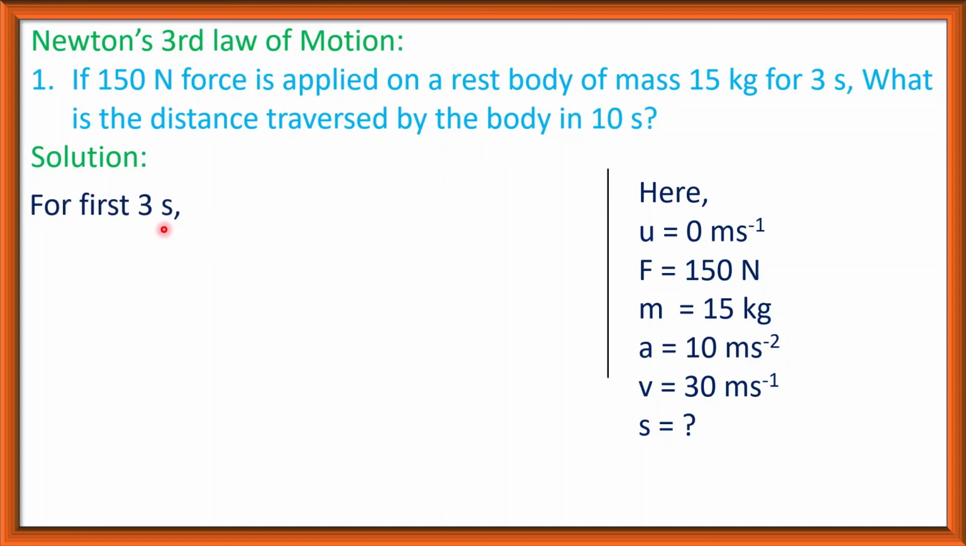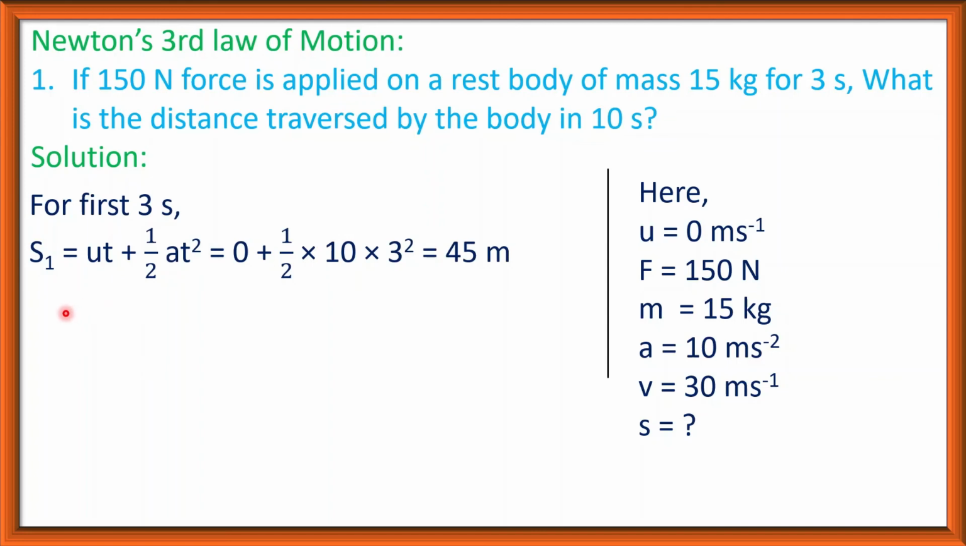So for the first 3 seconds we will calculate S1, the distance traversed by the body for the first 3 seconds. During this time it will have acceleration, so the formula will be ut plus half at square. Initial velocity is 0, so u into t, 0 into t is equal to 0, plus half into a, that is 10, and t square, that means 3 square, and after calculation it will be 45 meter.